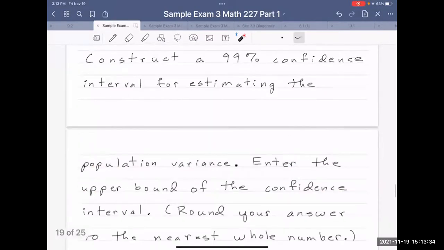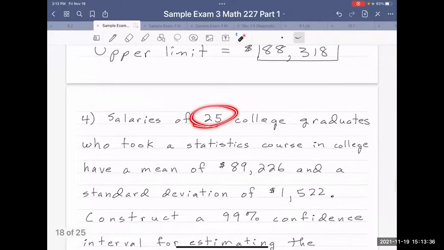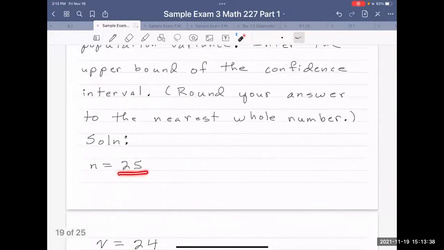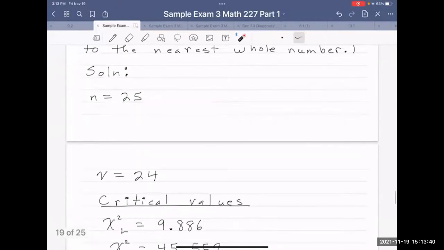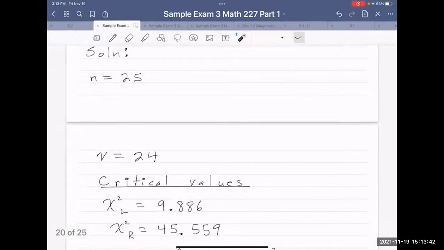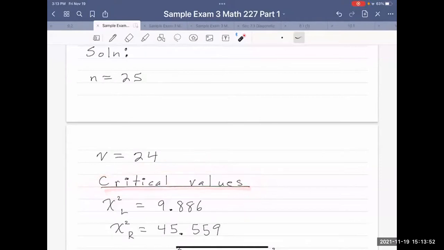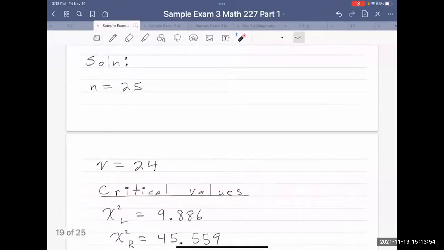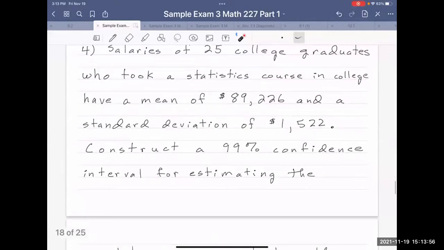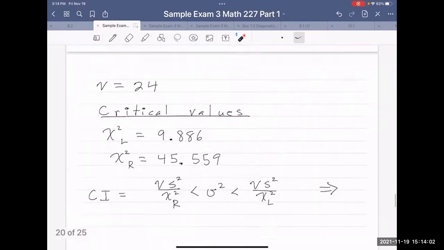So in this case, n is 25. I'm going to be using a chi-squared distribution. So my degrees of freedom, 25 minus 1, is 24. Let's find the critical values for my chi-squared distribution. This is a 99% confidence interval, so two-tailed, a total of 1%.